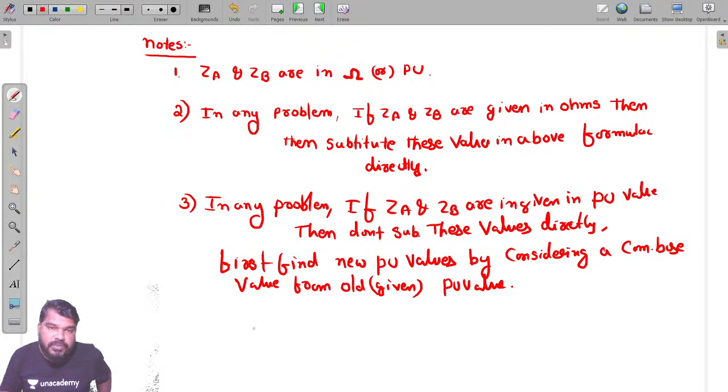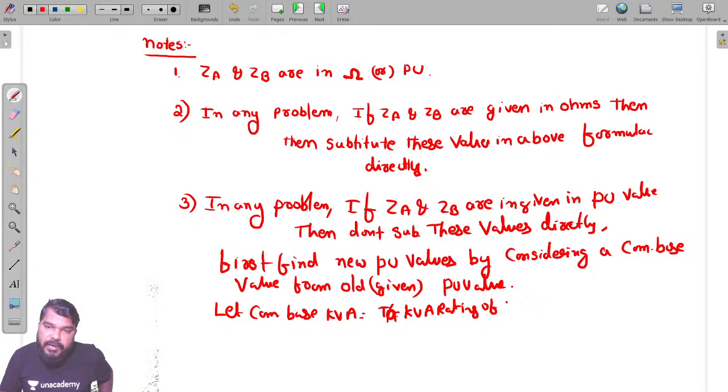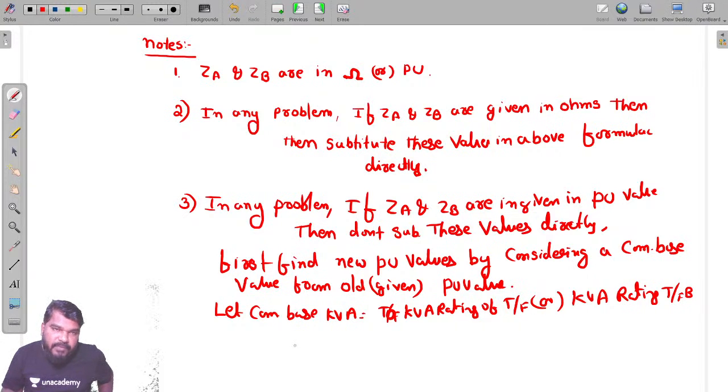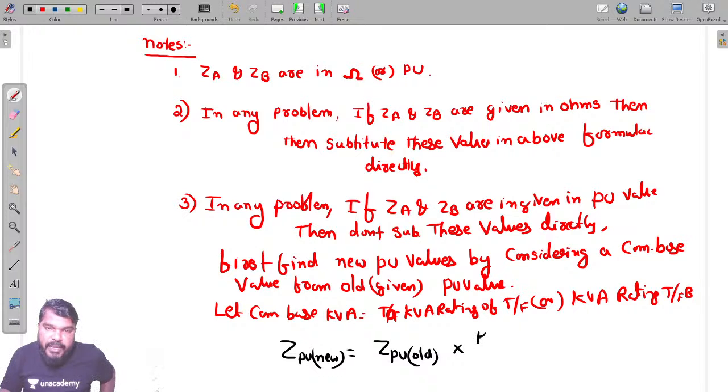How do we do this? Let us assume a common base kVA, which can be the kVA rating of transformer A or the kVA rating of transformer B; you can take anyone. Here, the formula to get the new per unit value is Z per unit new equals Z per unit old multiplied by kVA new divided by kVA old.